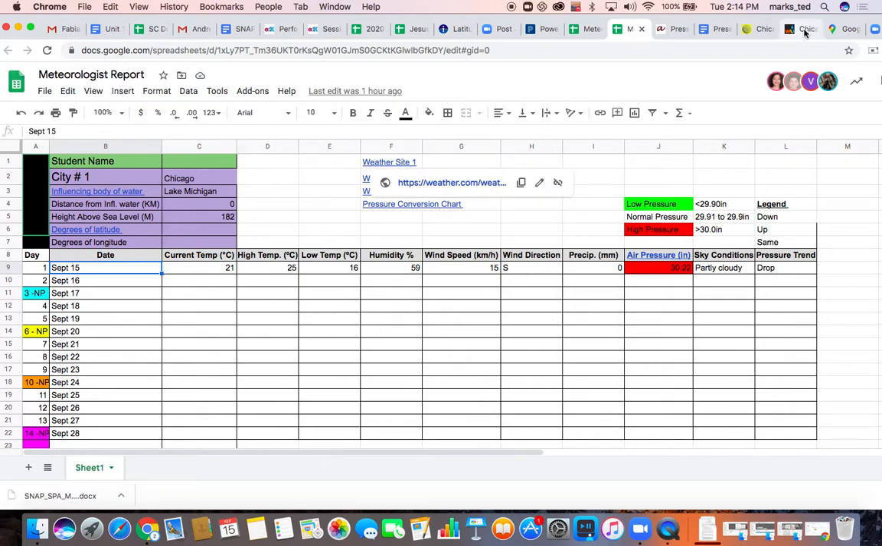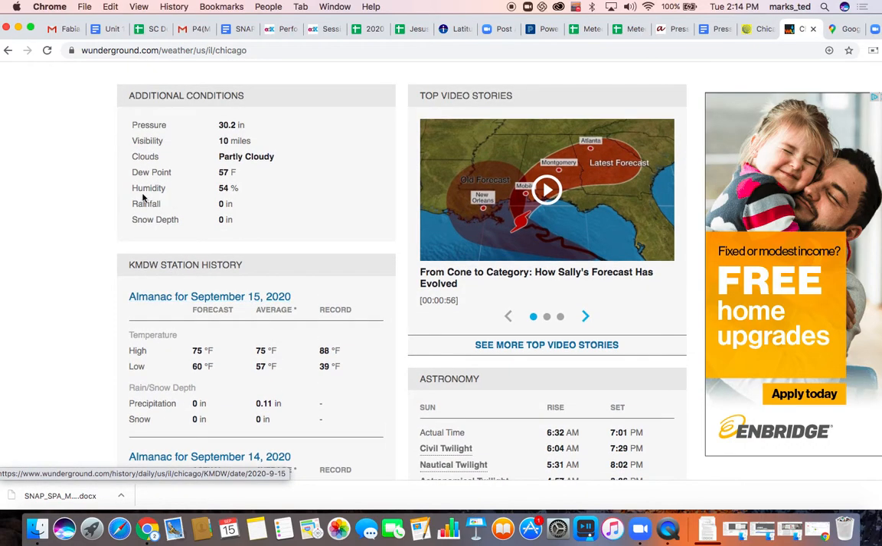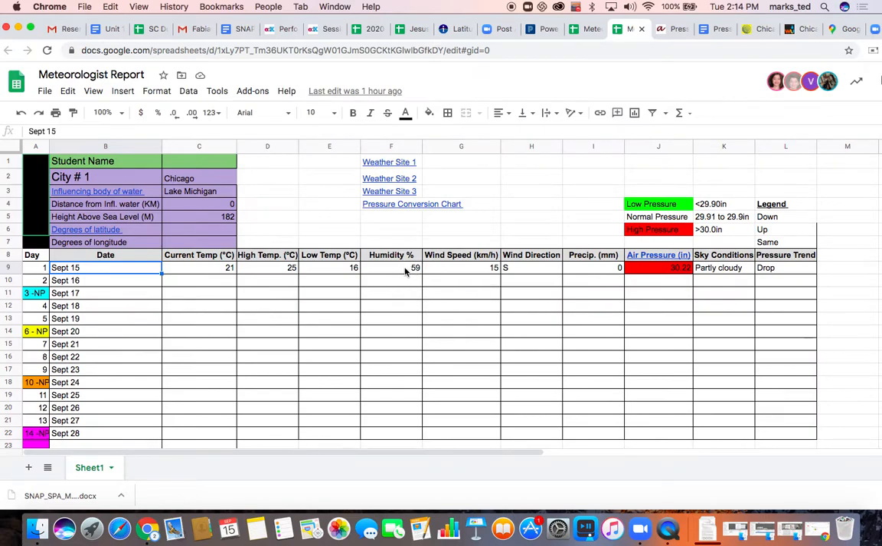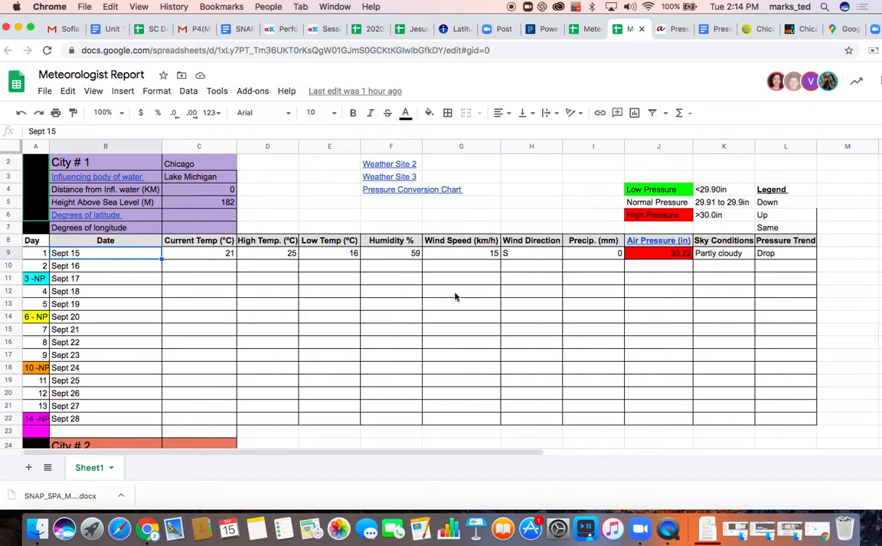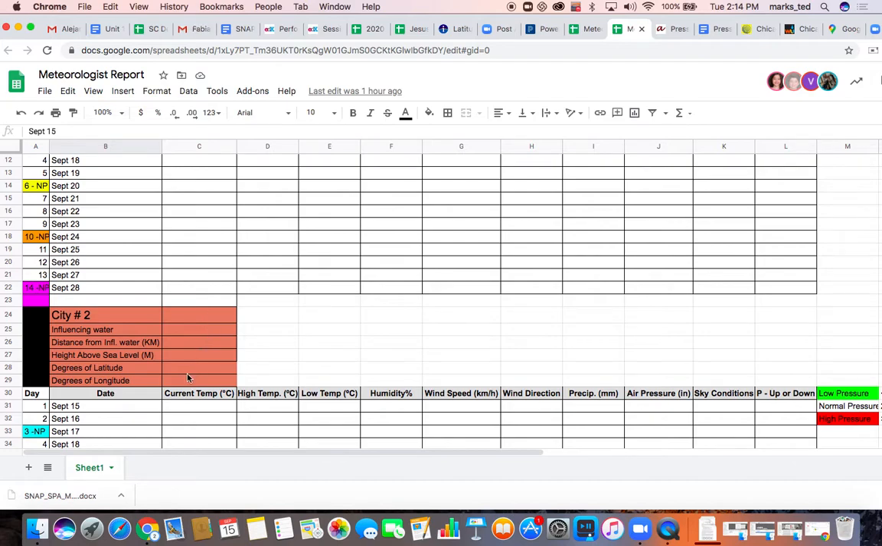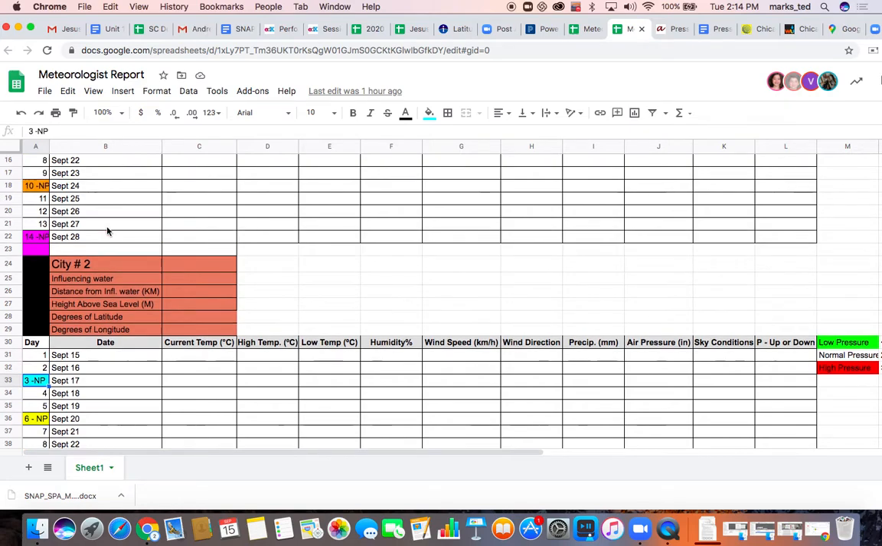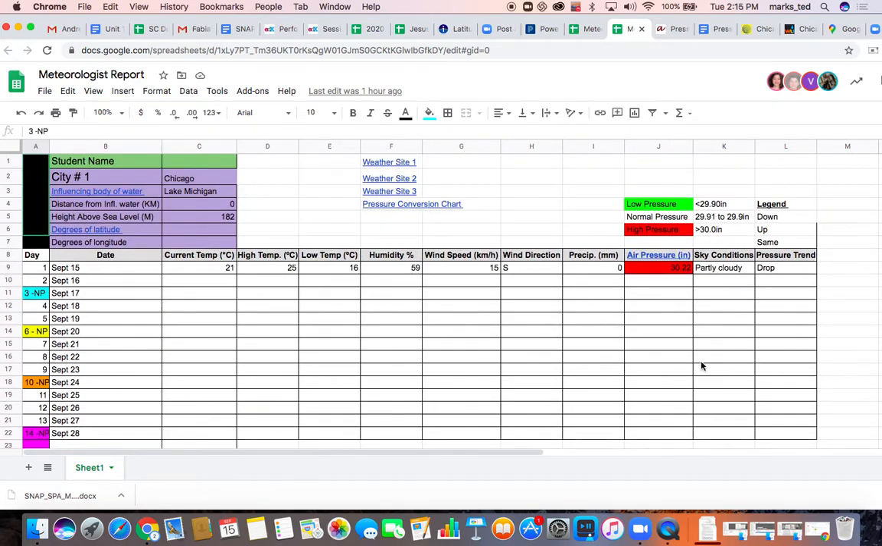And what else are we looking at? We're looking at humidity. Again, humidity can be found right here. Humidity, 54%. And I had 59, so it dropped from the time I did it with period 5, because I just had period 5. So we're going to be tracking the weather for Chicago and also another city that has similar latitude, like I said. Don't worry about day 3. On day 3, we'll talk about the patterns that we see in the weather.